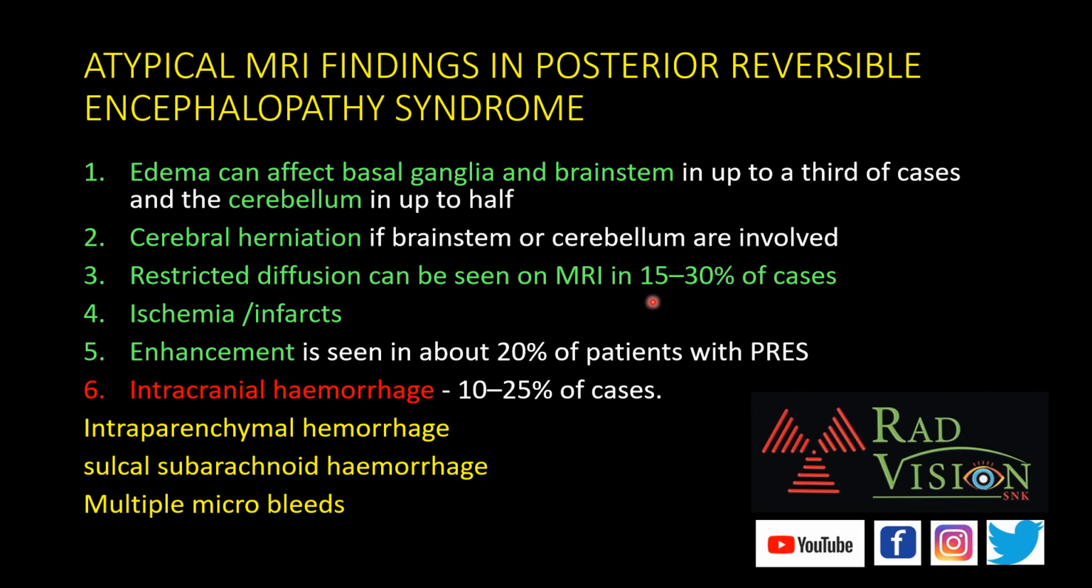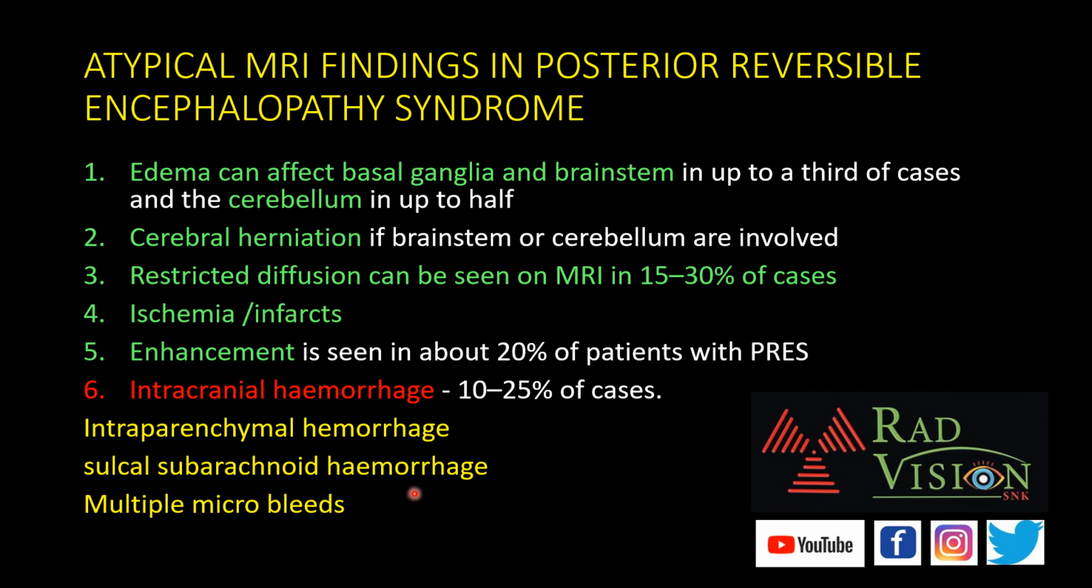Restricted diffusion can be seen on MRI in 15 to 30% of cases of PRES. Ischemia or infarcts can also be seen. Enhancement is also seen in 20% of cases. Intracerebral hemorrhage can also be seen in PRES, in 10 to 25% of cases. In this, the 3 presentations are parenchymal hemorrhage, sulcal subarachnoid hemorrhage, or multiple microbleeds.